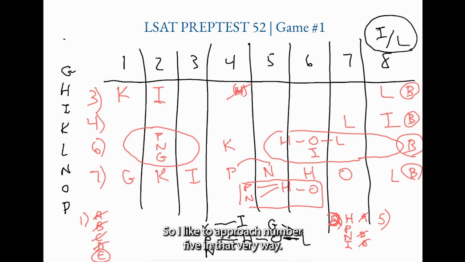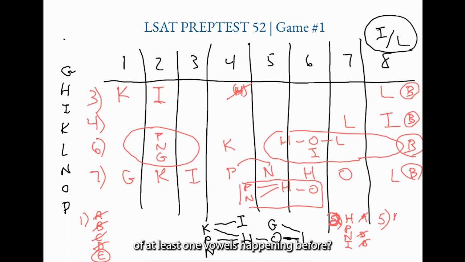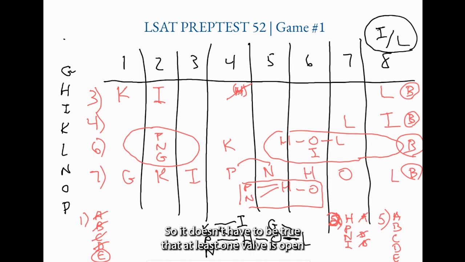So I like to approach number 5 in that very way. I like to look at each choice and say, can I falsify it? Can I find an opposite to what it's saying? Let me illustrate with choice A. Can we say the opposite of at least one valve happening before P? Well, what's the opposite of at least one, you might say? None. The opposite of at least one is none. Could we have no valves before P? Well, certainly P could be first if we look at our web. So it doesn't have to be true that at least one valve is open before P. We have falsified it. We have found a counterexample.